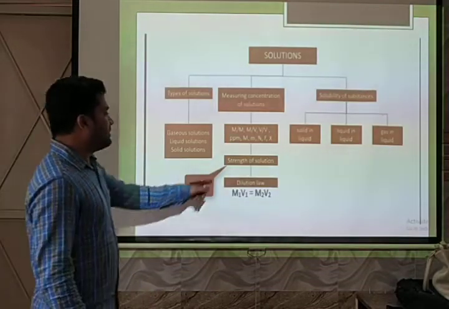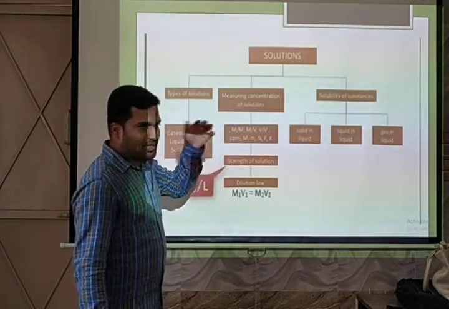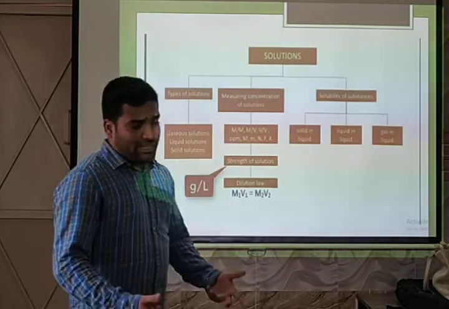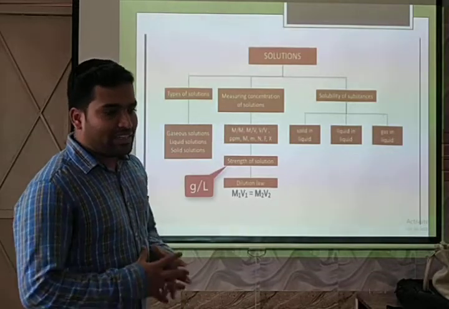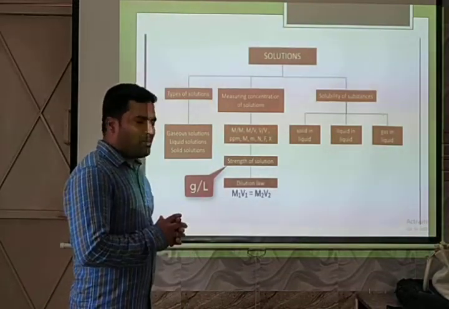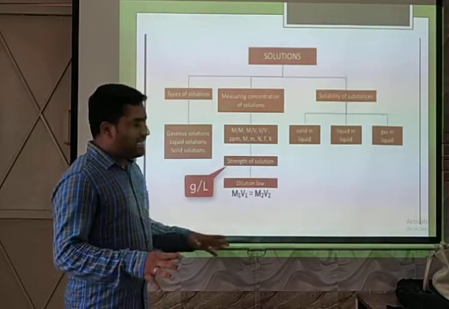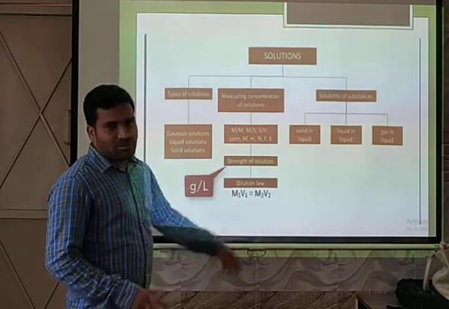Next, as I told you, measuring concentration gives the strength, so that is the strength of solution. We may dilute the solutions. For that we have a small formula, that is the dilution law: M1V1 is equal to M2V2. In case of normality, it is N1V1 is equal to N2V2.